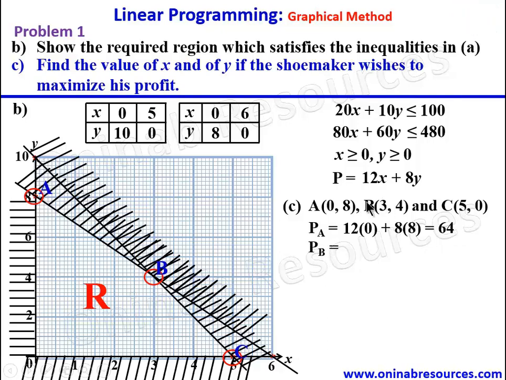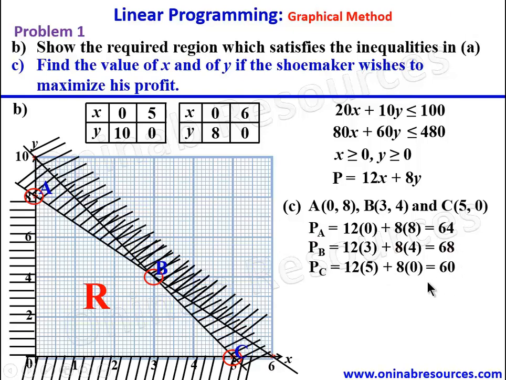So at B now, he's going to produce 3 pairs of shoes and 4 pairs of sandals. So we need to know what profit he's going to make there. So we now have 12 into 3 plus 8 into 4. This is 36 plus 32, which gives 68. And at C, he's going to produce 5 pairs of shoes and no pair of sandals. So at that point, we have 12 into 5 plus 8 into 0, and that will give us $60.